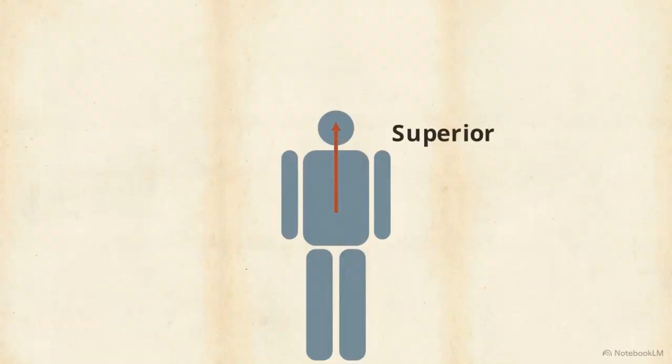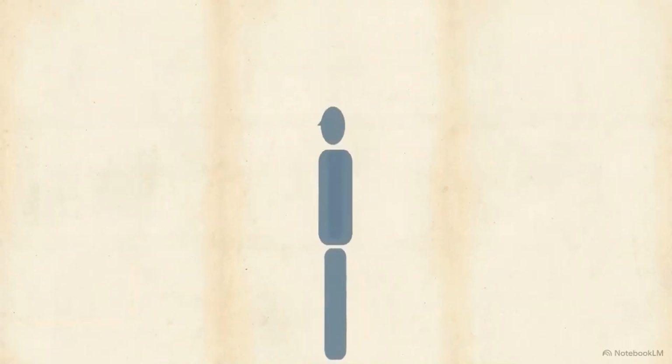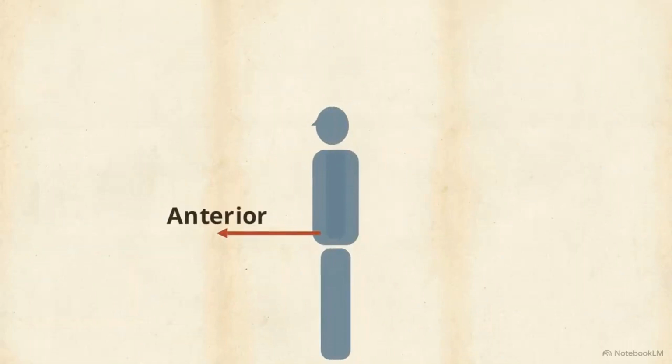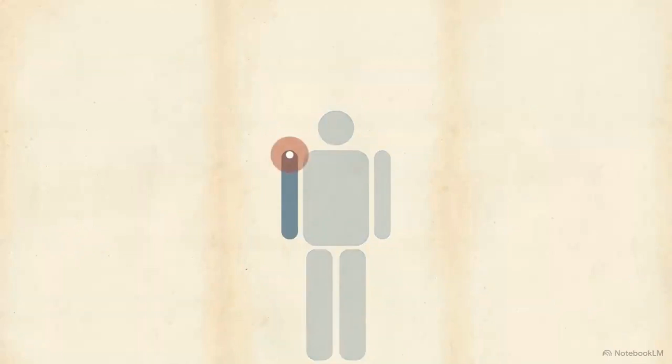Superior denotes a structure toward the head. Inferior indicates a structure toward the feet. Anterior refers to the front, and posterior targets the back. When mapping limbs, we orient based on attachment to the trunk. Proximal means moving closer to that attachment point, while distal means moving further away.